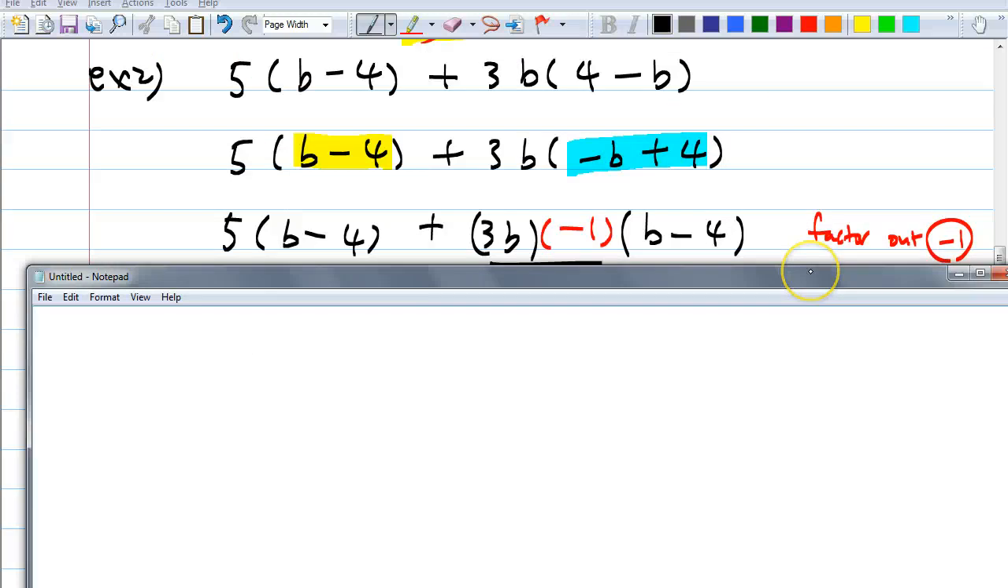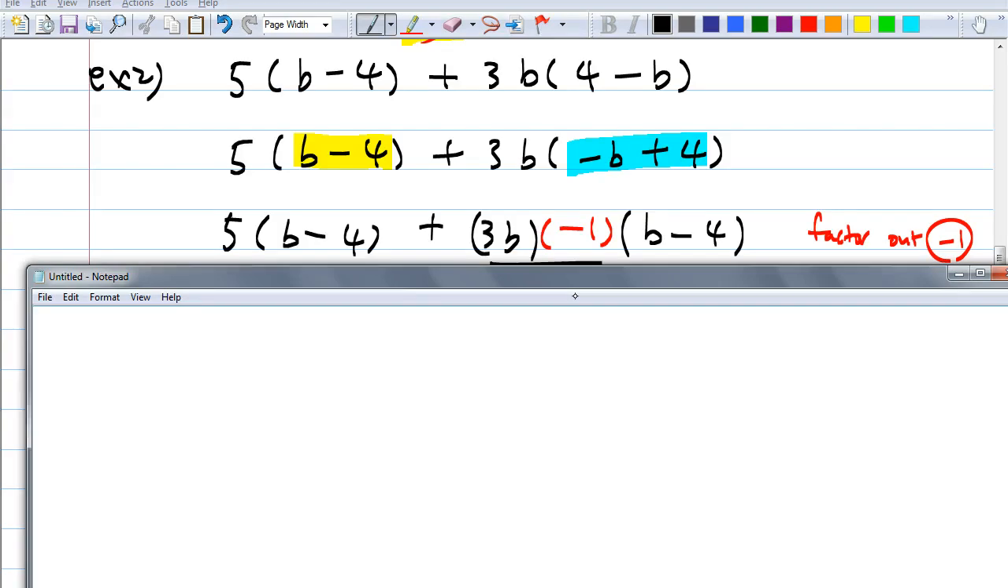So, how many people understand what's really going on here? Am I multiplying negative b plus 4 by negative 1, or am I just factoring out a negative 1? I'm factoring out. You can't just multiply a number by negative 1 all of a sudden. If you have 3, can you just multiply 3 by negative 1 and go, oh, now I have negative 3? No, you can't do that. But I could factor out a negative 1. If I had 3, I could write, oh, it's negative 1 times negative 3.